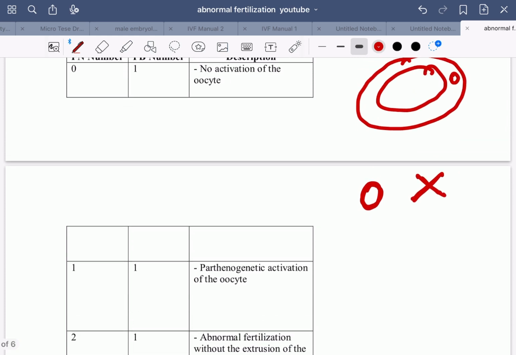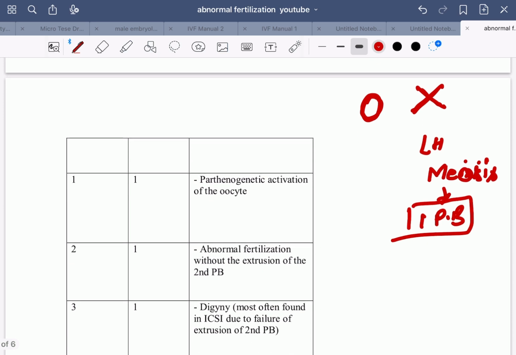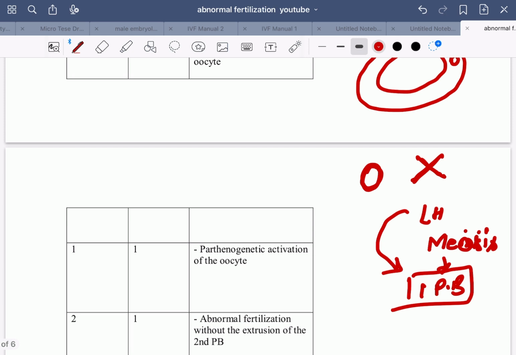Okay, because after the LH surge, meiosis 1 resumption occurs. By that, one polar body is extruded. That means because of the LH surge, this first polar body is extruded. But after fertilization, meiosis 2 gets resumed and the second polar body is extruded. But if there is only one polar body, that means meiosis 2 has not completed.